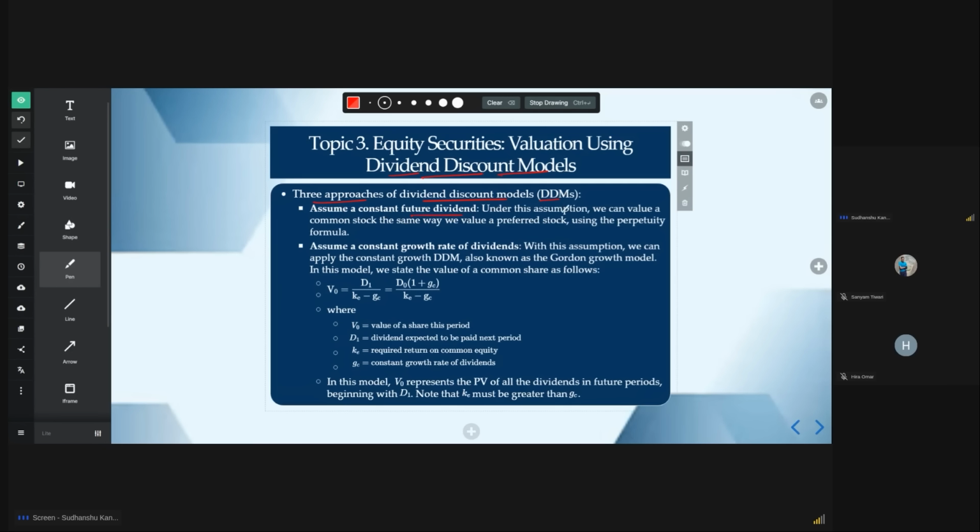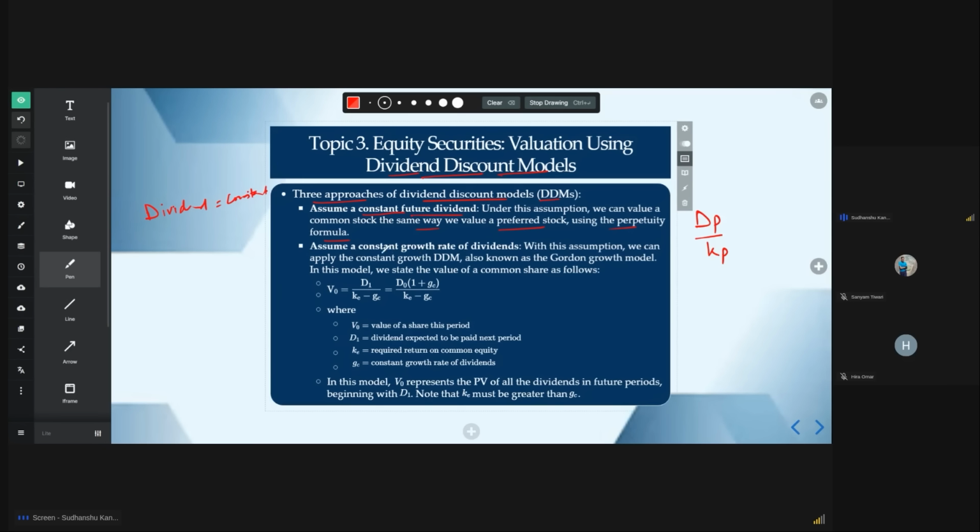Under this, we can value a common stock the same way we value a preferred stock using the perpetuity formula. So same thing, DP by KP. Same way as we can value a preferred stock, DP by KP. Okay. Second, this is a constant future dividend.